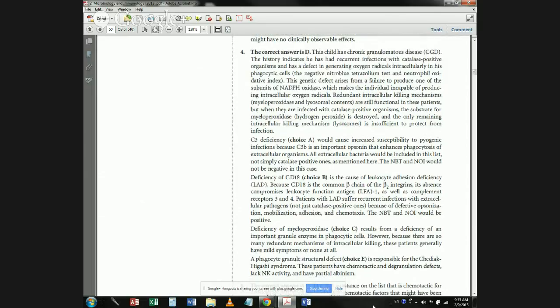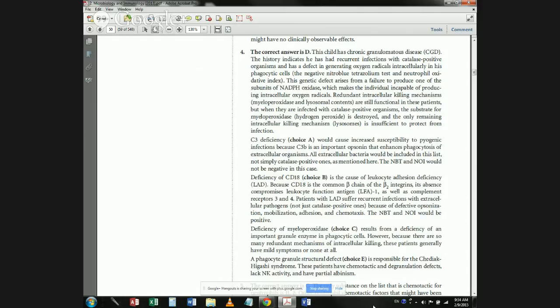All right. A phagocyte granule structural defect is responsible for Chediak-Higashi syndrome. So it's a defect in the phagocyte granule structure. These patients have chemotactic and degranulation defects, lack natural killer activity, and have partial albinism. So that's new. Basically, their granules don't fire. And so they have chemotactic and degranulation defects because they don't degranulate. As a result, they don't attract anybody close to them, and so natural killer cells won't be attracted. Why partial albinism, I don't know, but it's an association with Chediak-Higashi.